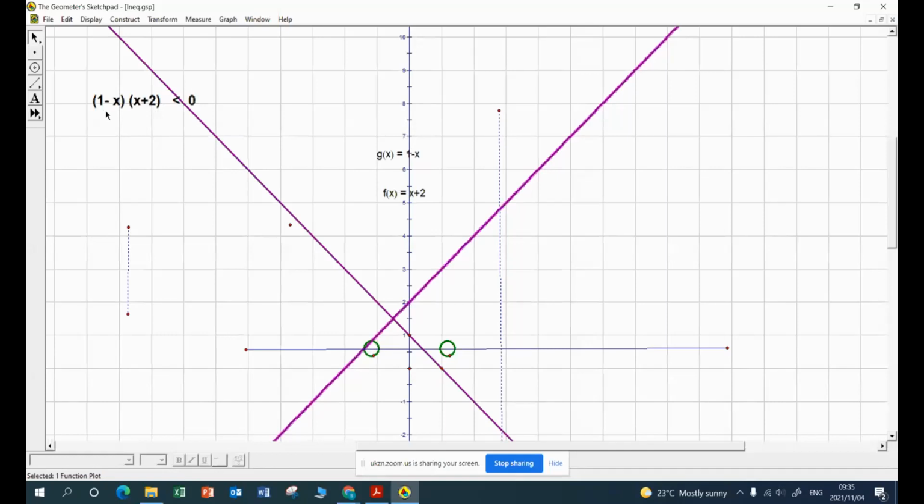So one has to be positive, one has to be negative. So if you draw this vertical line, x greater than 1, one is positive, one is negative. Therefore, x is greater than 1.